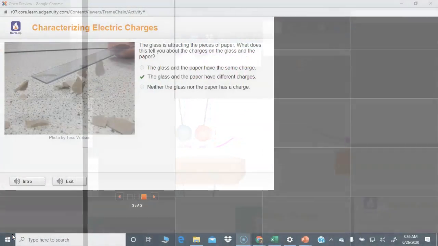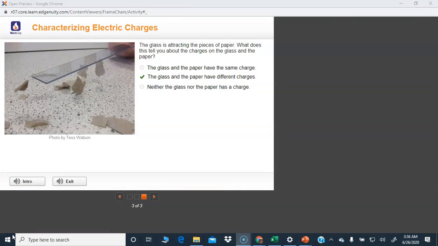All right, so the third panel in this introduction is simply asking a question. The glass is attracting the pieces of paper. What does this tell you about the charges on the glass and on the paper? And it just simply says the glass and the paper have different charges as the correct answer. It doesn't tell you which one is positive and which one is negative at this point, but they have to have different charges if they are attracting.